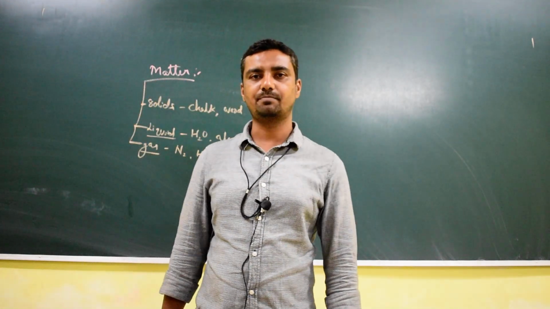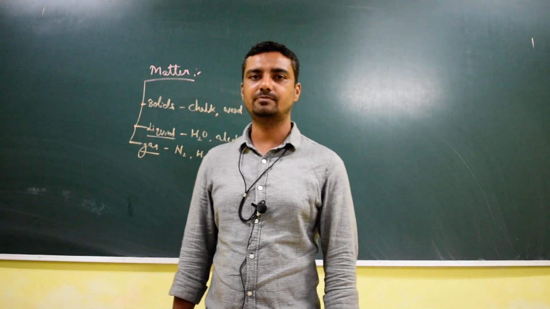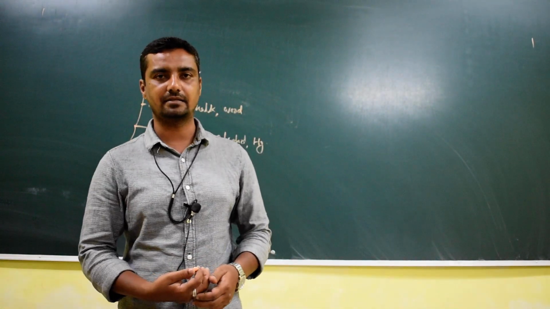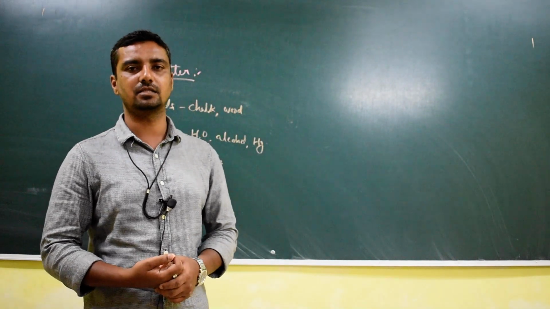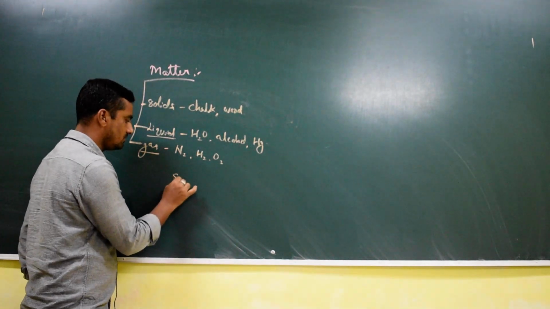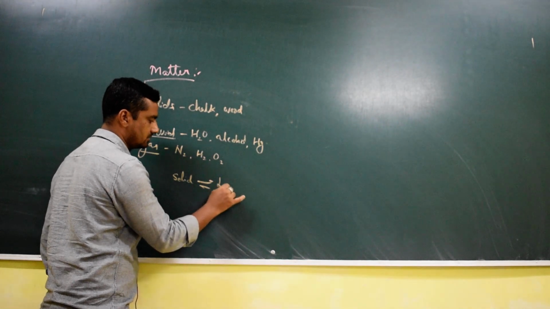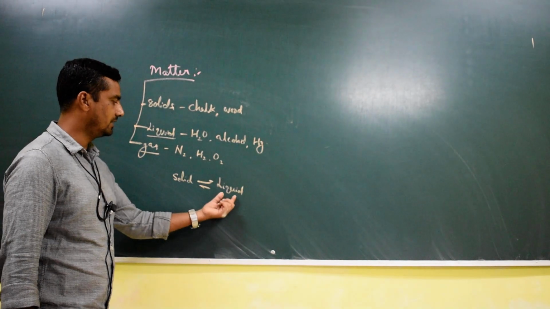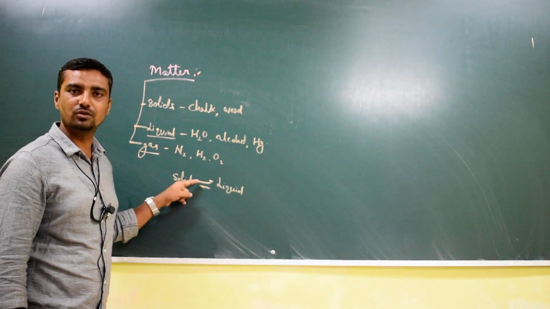So matter, anything that occupies space and has mass, is classified into solid, liquid and gas, right? There is also a fourth state of matter, which is plasma. Here, a solid can be converted into a liquid, and a liquid can be converted into a solid. That's why I wrote the arrow mark on both sides.